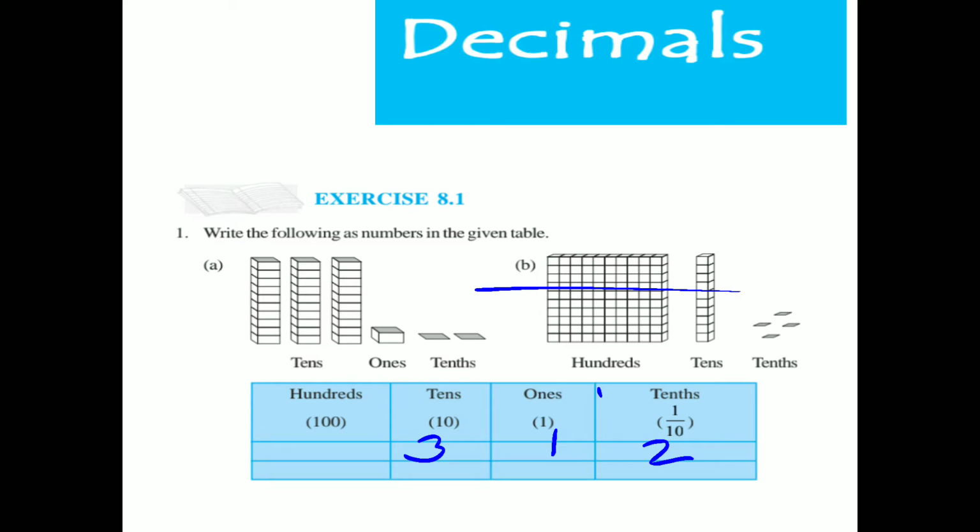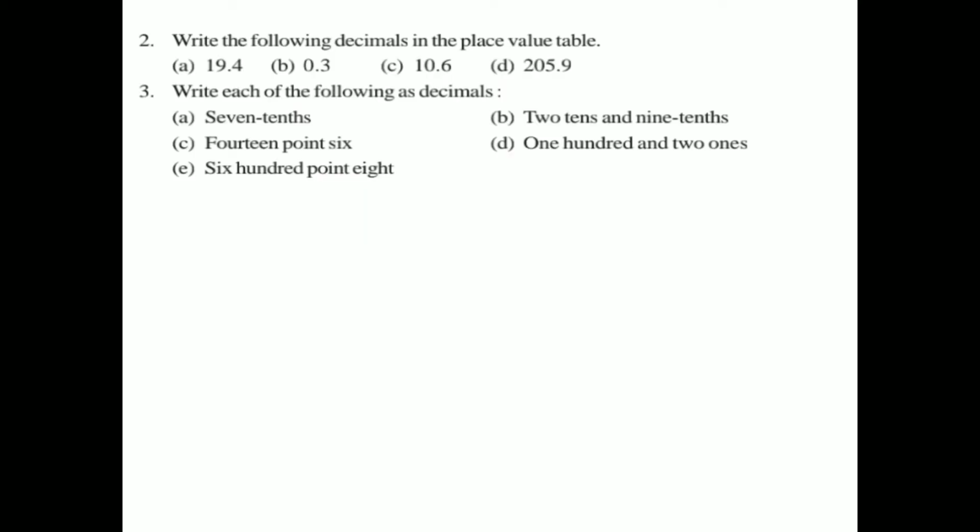Clear? Now B part. How many hundreds are there? Only 1. How many tens are there? Only 1. How many tenths are there? There are 4, and there is no 1 in the ones place, so you put a 0 here. Clear? In this manner you complete question number 1 in the book only. Clear? Similarly, we do question number 2.